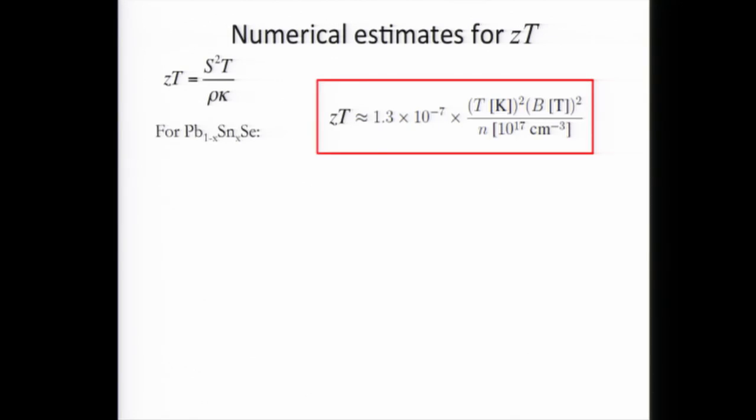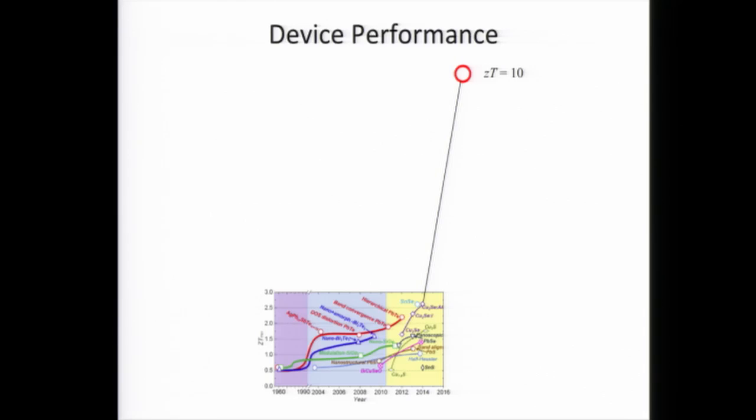For the same material, I see ZT is something, okay, it looks bad, 10 to the minus 7. But I have T in Kelvin squared and B in Tesla squared. So if I imagine making a material with, say, 10 to the 17 carriers per cubic centimeter, then at room temperature and 30 Tesla, I can hope to get ZT equal 10. Just to make a point, here's historical progress and here's 10. So this is potentially a big deal. It's a way to see something that hasn't been seen before.